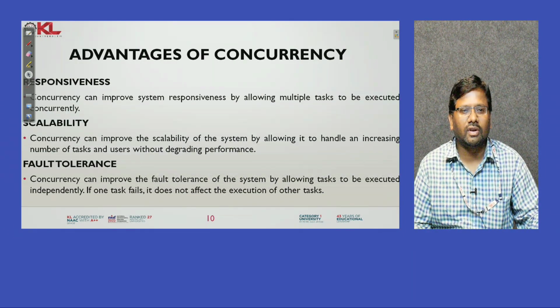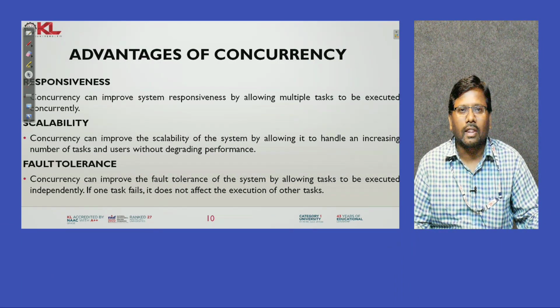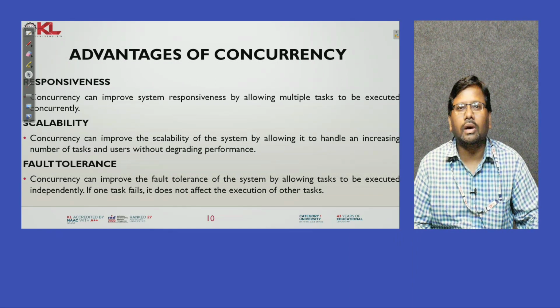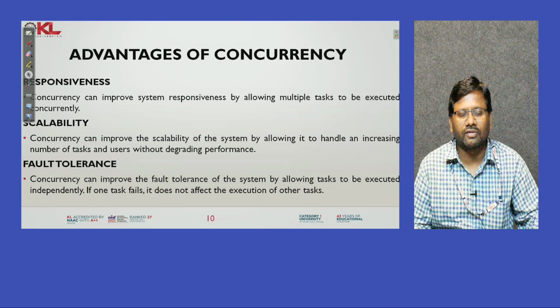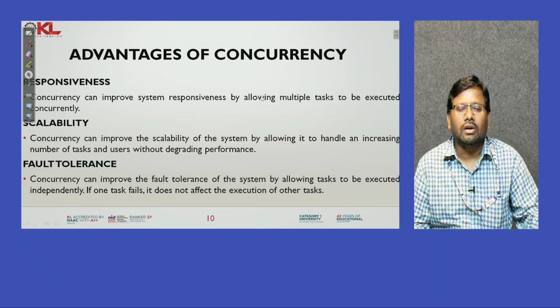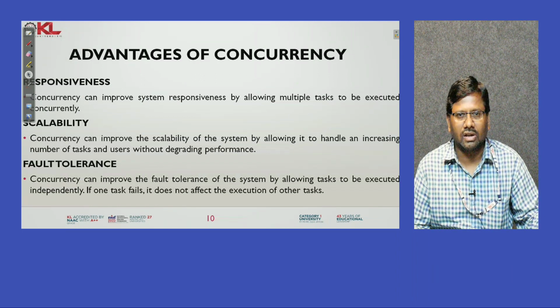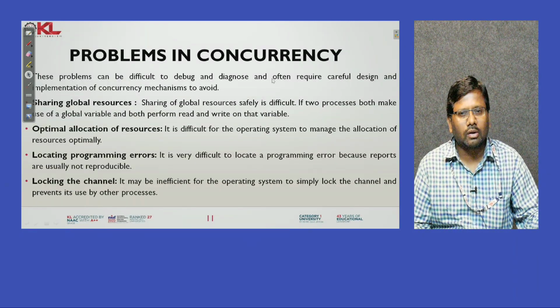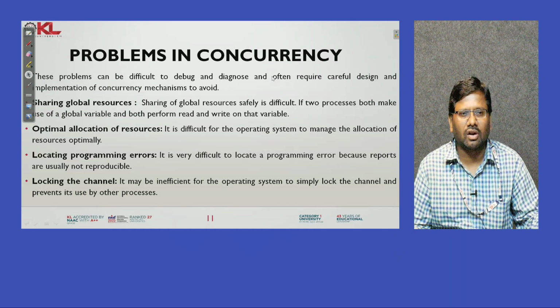Fault tolerance. Fault tolerance is the concept where an entity can overcome an error. So if we go with the concept of concurrency in the operating system, we can expect fewer errors. Next, we are going to face certain problems in concurrency. What are they? Sharing global resources. Sometimes one process related to one task and another process related to another task need to share a resource properly, so there arises a problem of sharing global resources. Optimal allocation of resources.